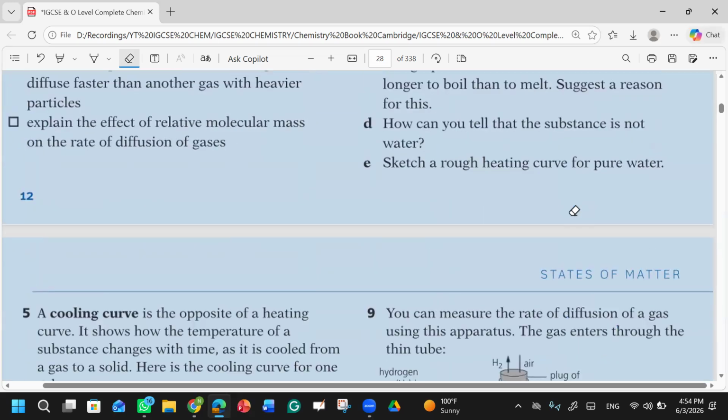Sketch a rough heating curve for pure water. You have done this, right? You have done it so many times. The heating curve. Did you practice it? I gave you the homework when we were doing it.